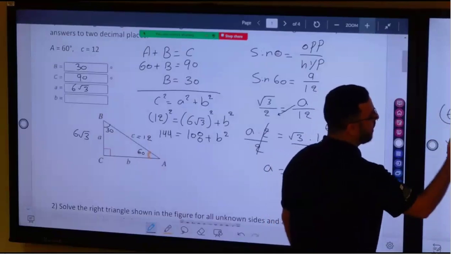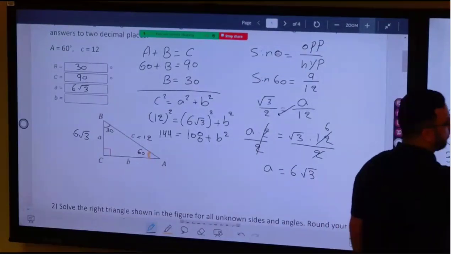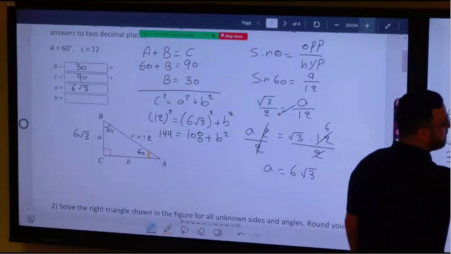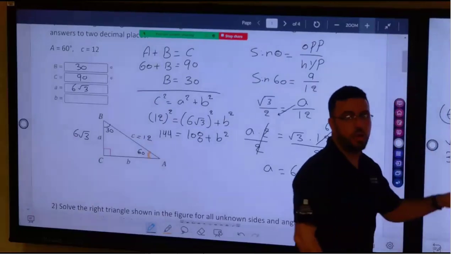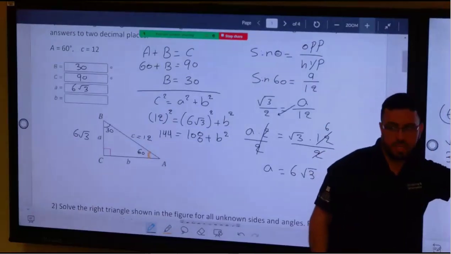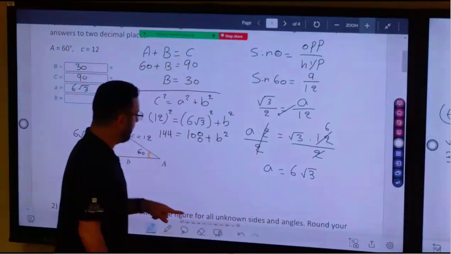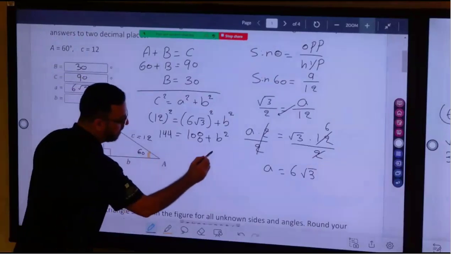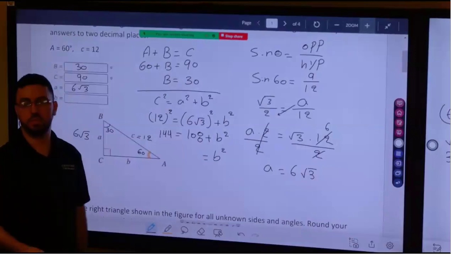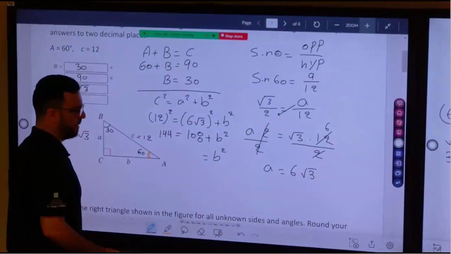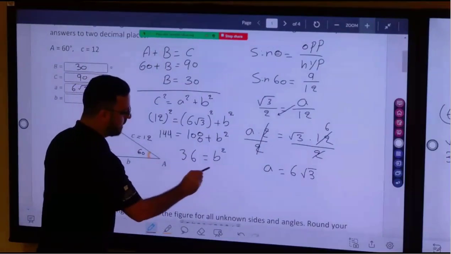Square root of 3 times square root of 3 equals what? 3. So every time you multiply a root by itself, just write down the number without the root. Okay? So now what's the next step? Minus 108. How much is B squared? 144 minus 108 is 36. That means B equals what? 6.